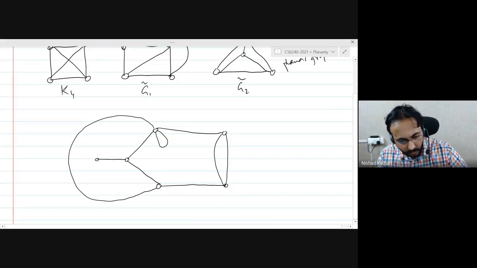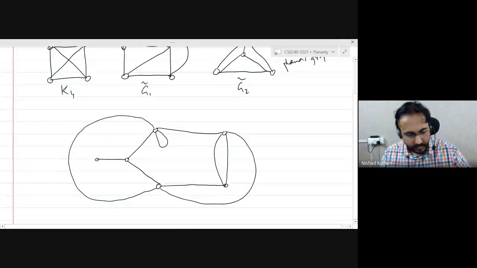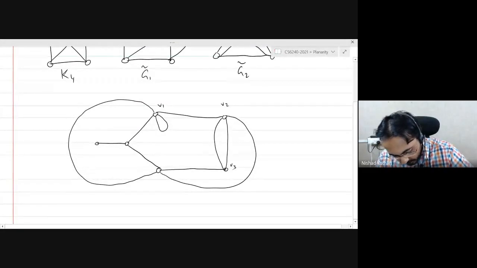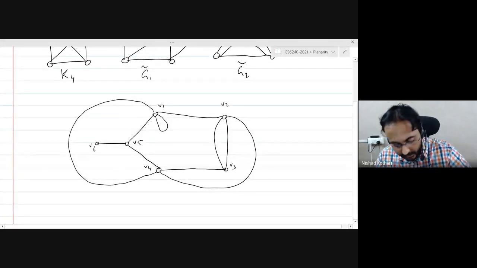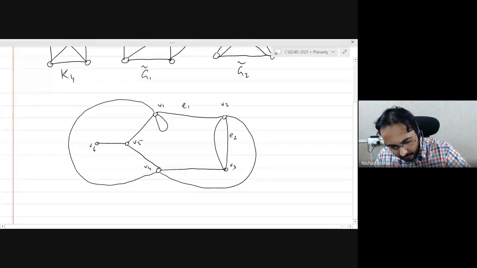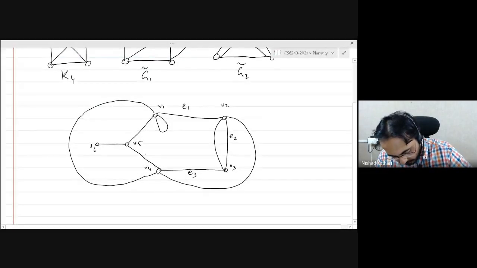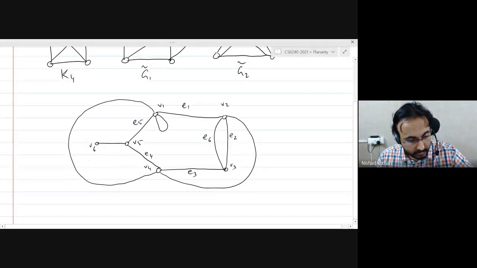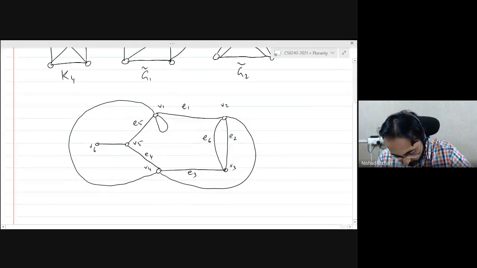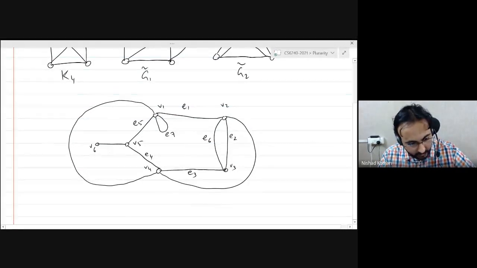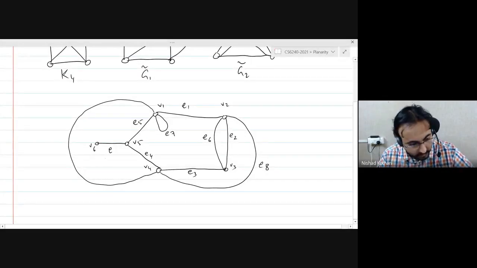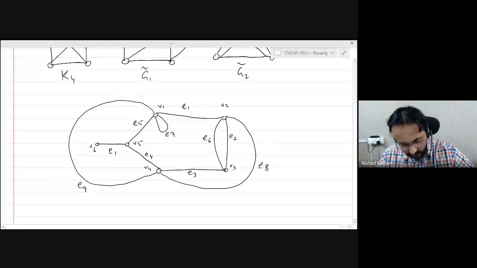All right, so here is one example. Let's call the vertices V1, V2, V3, V4, V5, and V6. And let's call the edges E1, E2, E3, E4, E5. Let's call this E6. Let's call this E7, this loop. Let's call this E8. I'm sticking to the drawing I have made in my notes. E8, this is E9, and this is E10. Okay, fine.